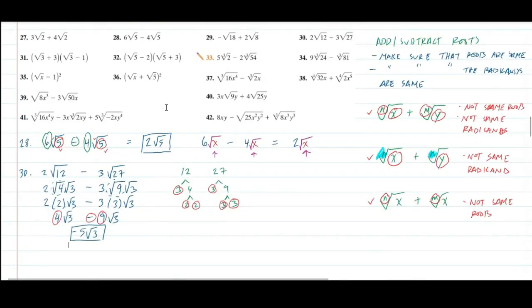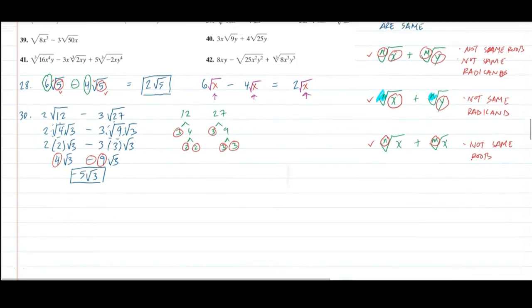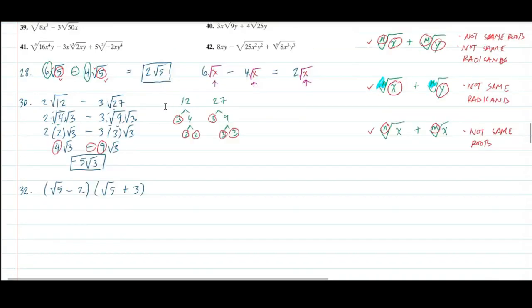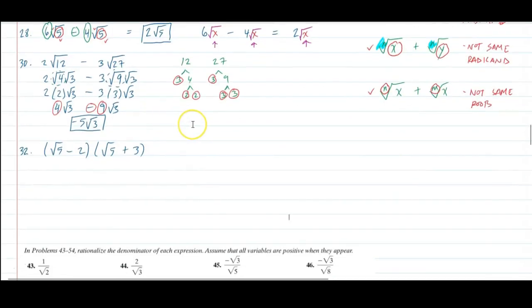Okay? Now, let's take number 32 here. All right, number 32. It says the root of 5 minus 2 times the root of 5 plus 3. That's what we're looking at there. All right, now what do you do in this situation? Well, first off, notice that there are 4 terms. 1, 2, 3, and 4. Now, the first 2 terms are being subtracted, and the second 2 terms are being added, right?